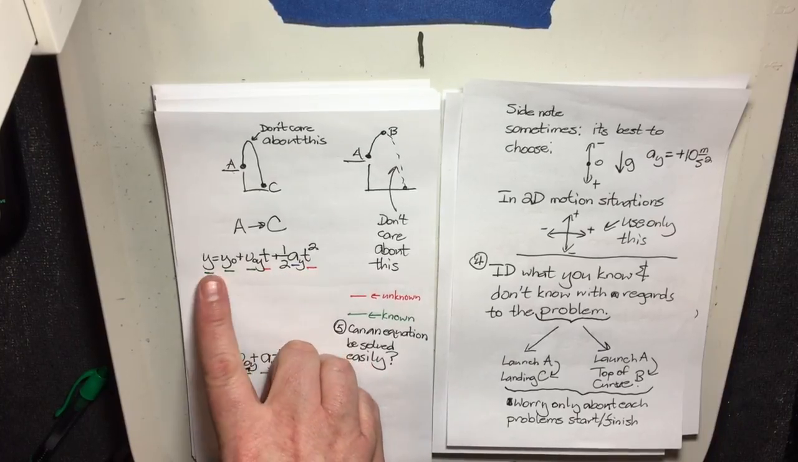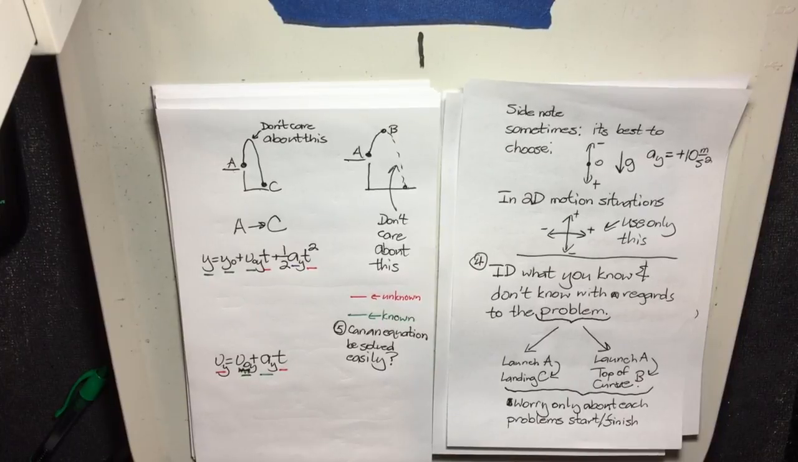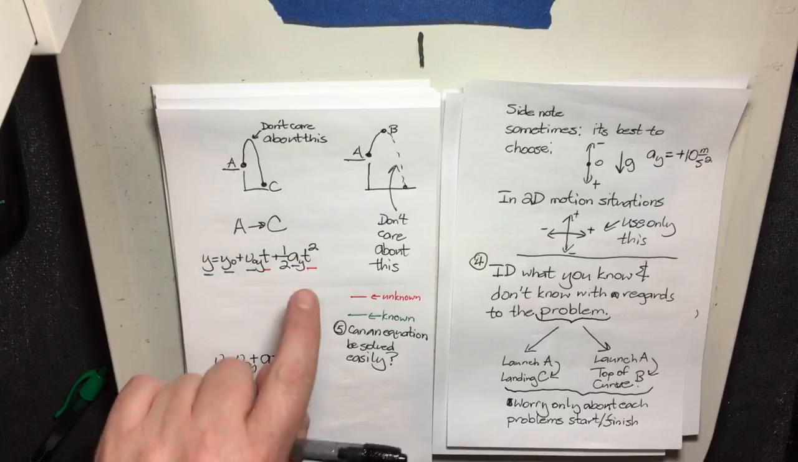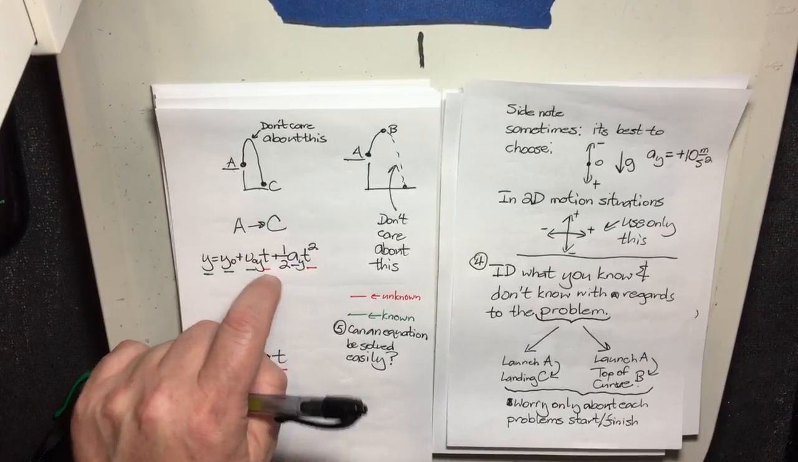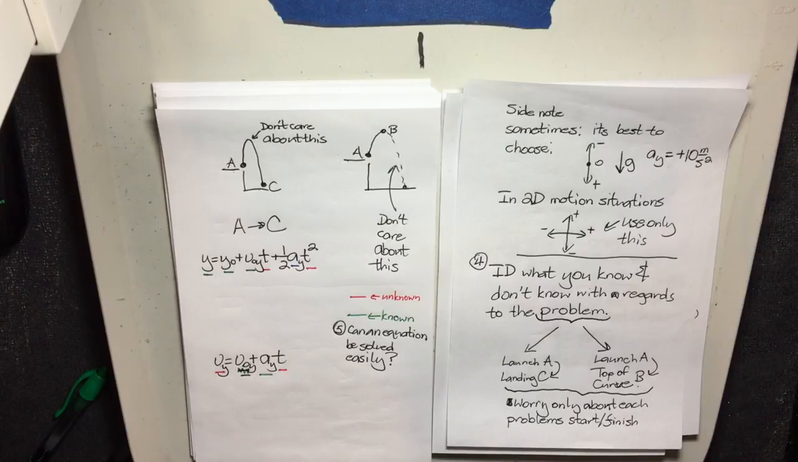This equation here, how many unknowns does it have? It just has 1. Which means I can solve for time for just this equation. And then that time will be known. Now when you're doing this, the first number that you want to plug in is 0.